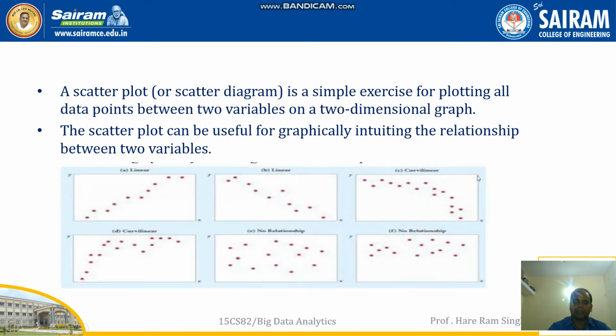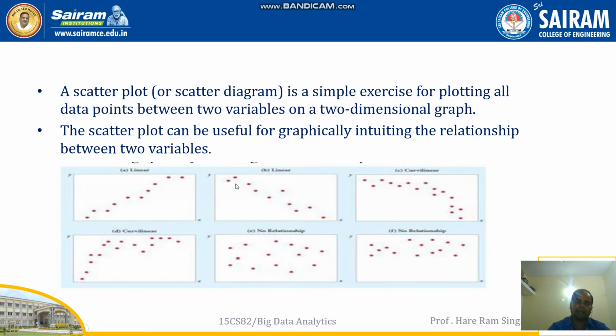So let us go ahead. Here a scatter plot, or scatter diagram, is a simple exercise for plotting all data points between two variables on a two-dimensional graph. Suppose x and y are two variables, where x is the independent variable and y is the dependent variable. Then what are the different relationships we can establish, or what are the different scatter diagrams we can get? You can see the first, A. It is a direct linear graph, a straight line.